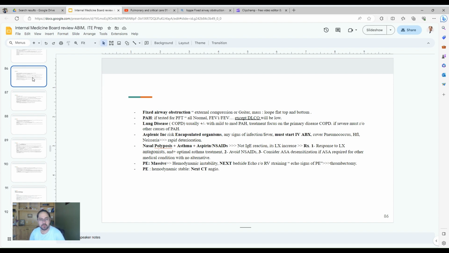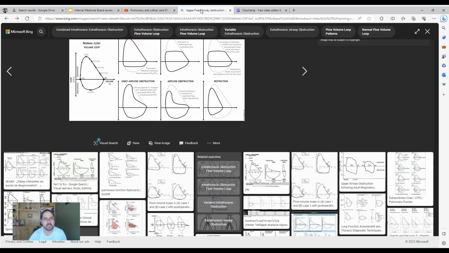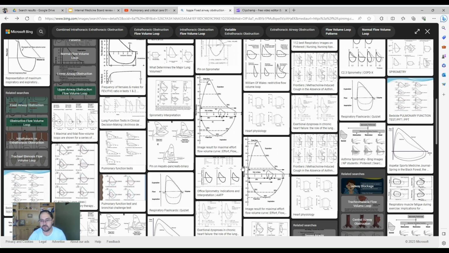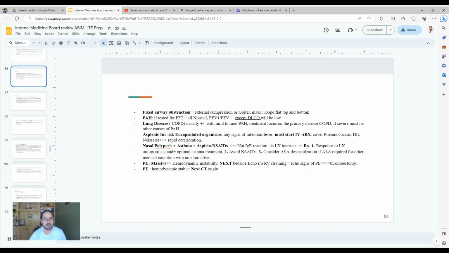Check loops, and see all types of loops. You can just type on Google and see which one is fixed, which one is for obstructive lung disease, which is for restrictive lungs. Just looking at the loop, because you may have this on the test and that will save you time. One of the causes of fixed airway obstruction, which means it's flat in the inspiratory and expiratory phase, is external compression like a goiter or a mass.